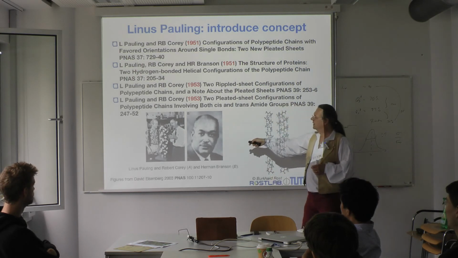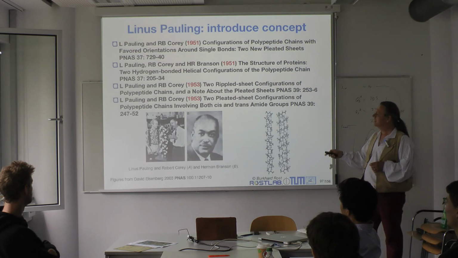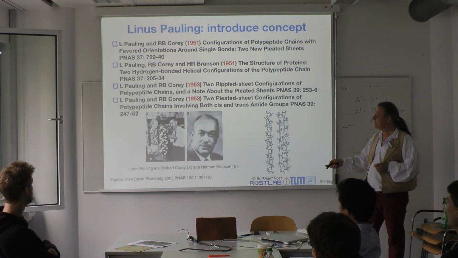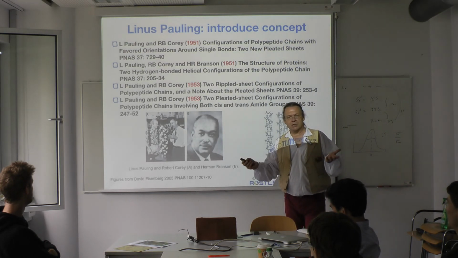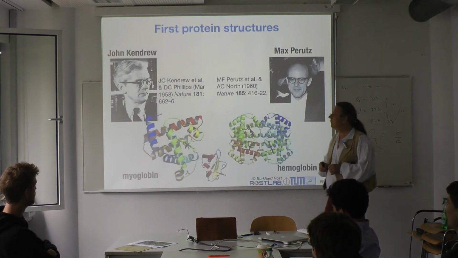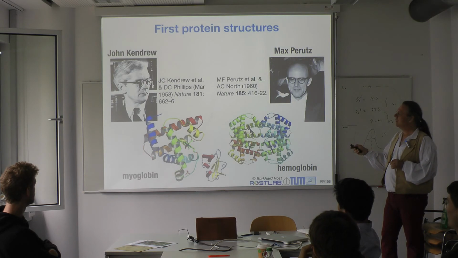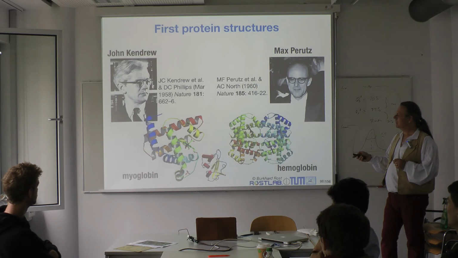These pictures, by the way, are of Pauling, Robert Corey, and Branson. Those were the 3 in the original publications here. This one is a paper from David Eisenberg. The first structure, as you already observed, was later. Kendrew and Perutz worked on this, both teams, for more than a decade. This one was '58, this one was '60. Both got Nobel Prizes for that.